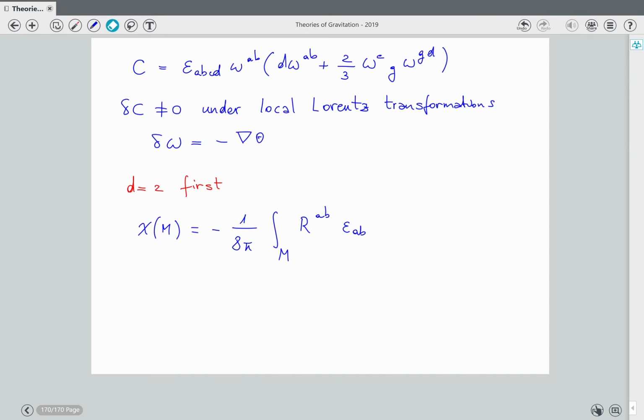By the way, this would also be the Hilbert action, which means that in 2 dimensions the Hilbert action doesn't propagate any degree of freedom because it's a total derivative. And well, yes, we can show that by doing the usual stuff. R^{AB}_{MN} e^M e^N divided by 2.